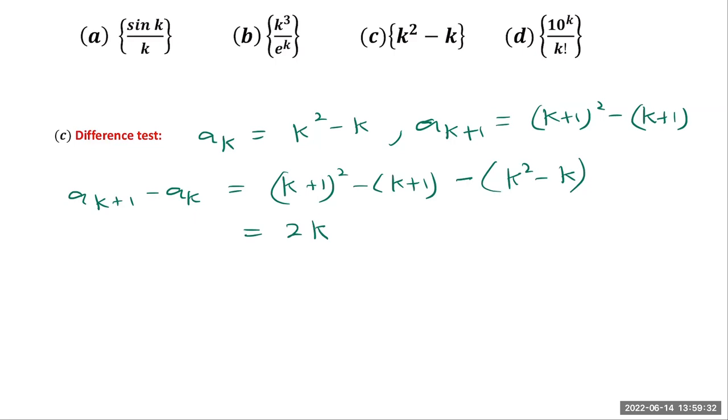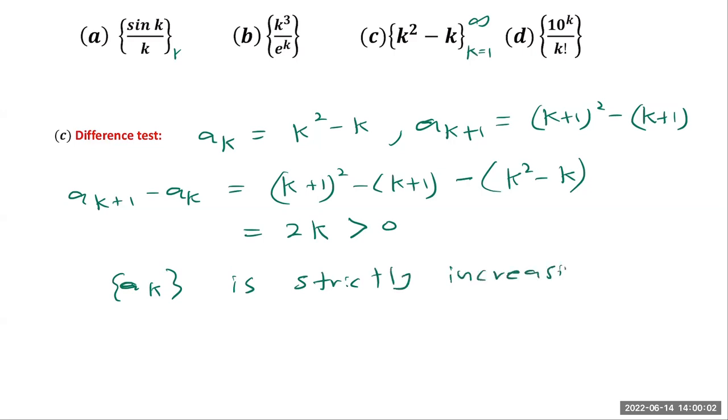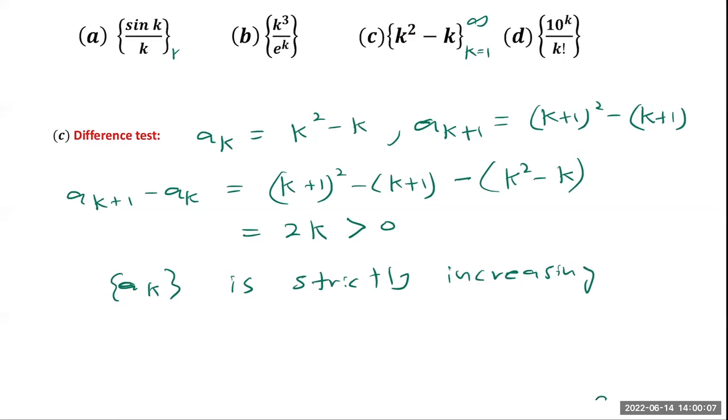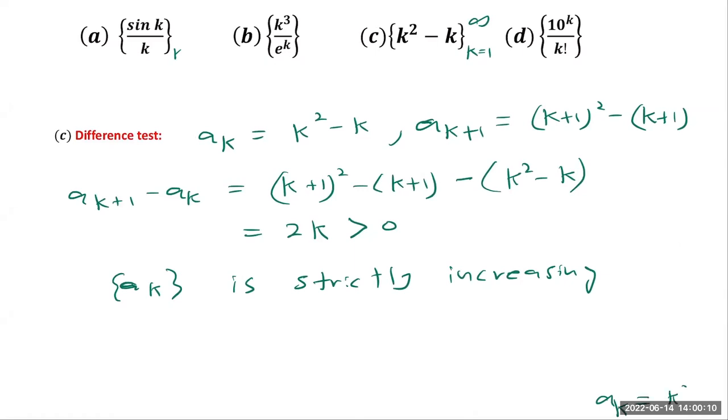Notice that since your starting index is 1, with k equal to 1 to infinity, this quantity is strictly positive. If this difference is strictly positive, that means your sequence is strictly increasing. Okay, a_k is strictly increasing. By the way, a_k is the general term, k squared minus k.